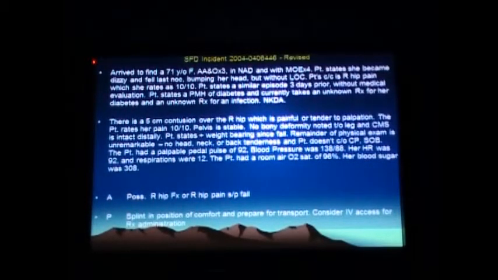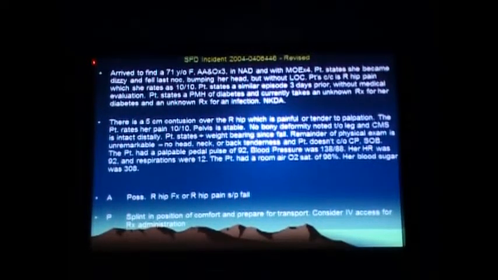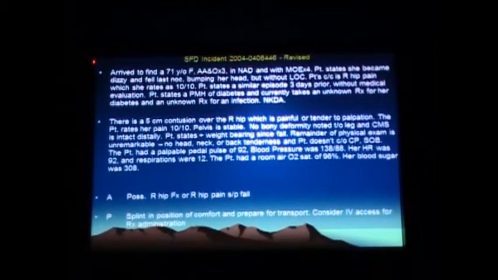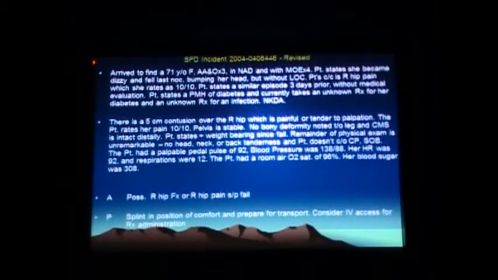And so all my objective information, my assessment is I think she got a right hip fracture or possibly just some right hip pain after this fall. So those, again, my assessment based on everything I've seen. And my plan, again, frequently omitted in most charting systems, is split into position, comfort, prefer transport, consider IV access for pain administration. Okay, they don't do pain administration, but they can start the IV and get ready for the transporting agency to do.